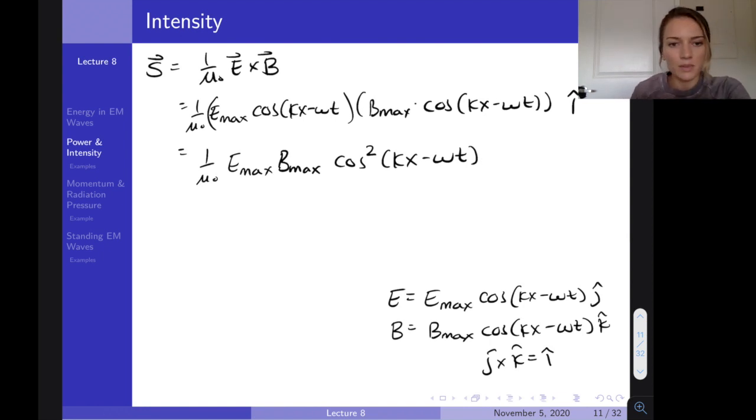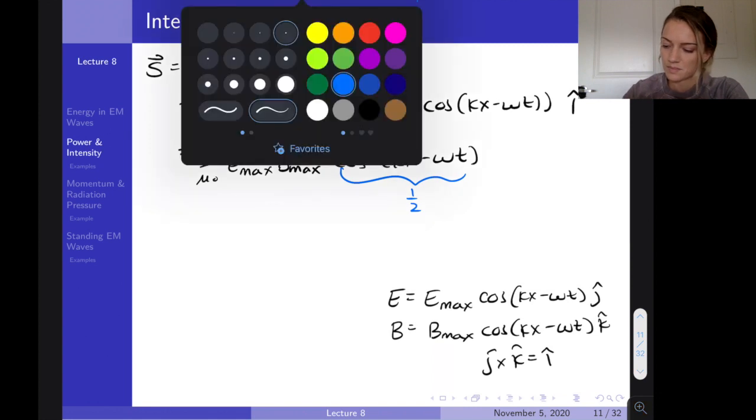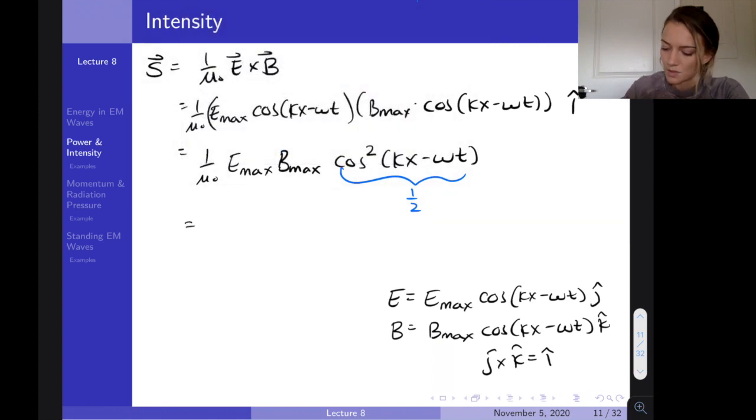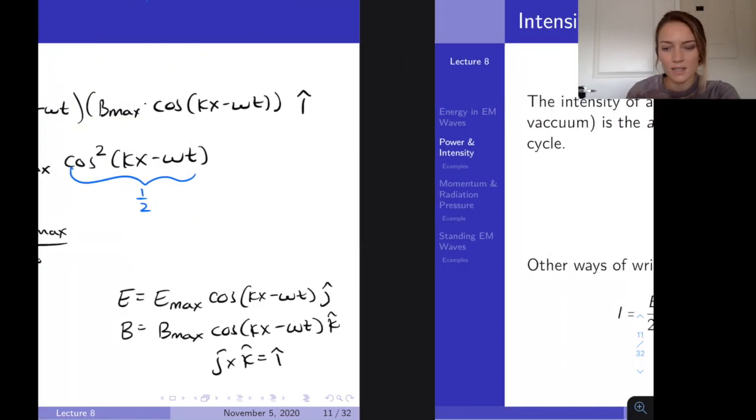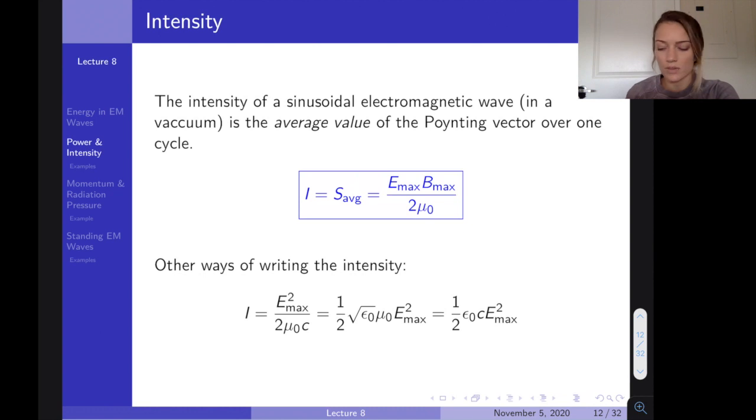And now remember from a couple of chapters ago, we want to take the time average of this. So we want to figure out what is the average value of cosine squared over one entire cycle. And we know that the average value of cosine squared over an entire cycle is 1/2. So we're going to replace this cosine squared with 1/2. So we've got this now: E max B max over 2 mu naught. So this is the intensity, which is the average value of our Poynting vector.